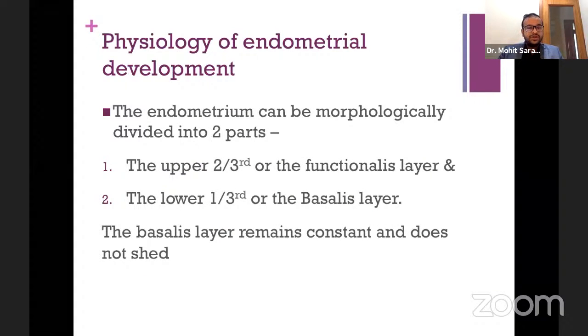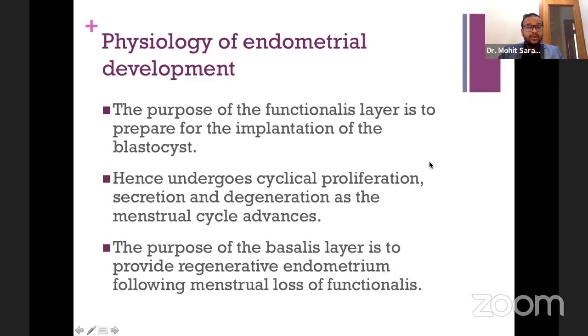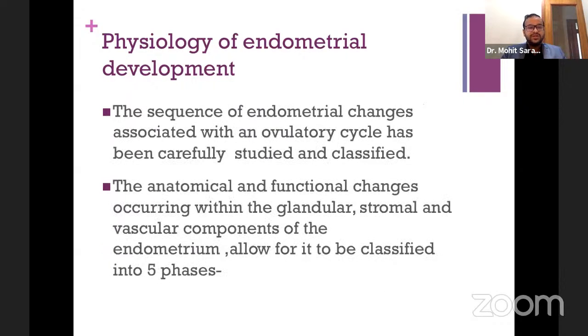To understand the physiology of endometrial development, we need to first understand what the endometrium looks like. Morphologically, the endometrium is divided into two parts. The upper 2/3 is known as the functionalis layer, and the lower 1/3 is known as the basalis layer. The basalis layer is constant, it never sheds, but the functionalis layer undergoes periodic shedding. The purpose of the functionalis layer is to prepare for the implantation of the blastocyst. Hence, it undergoes cyclical proliferation, secretion, and then degeneration as the menstrual cycle advances. The purpose of the basalis layer is regeneration of the functionalis layer once menstruation has occurred.